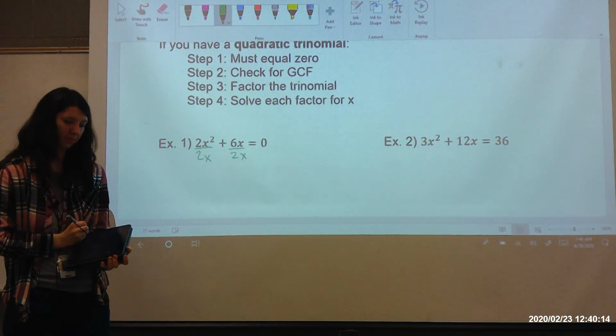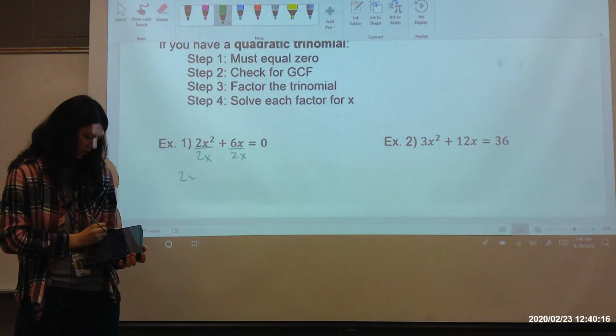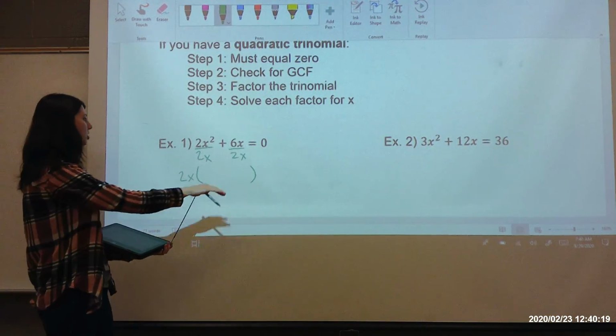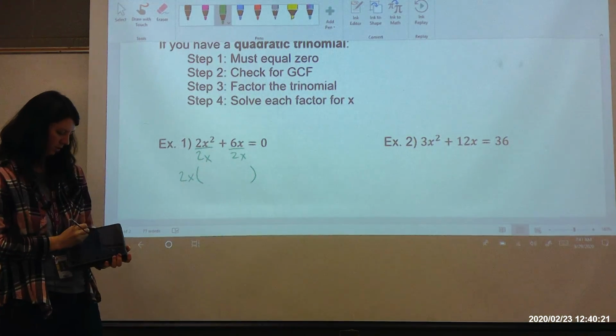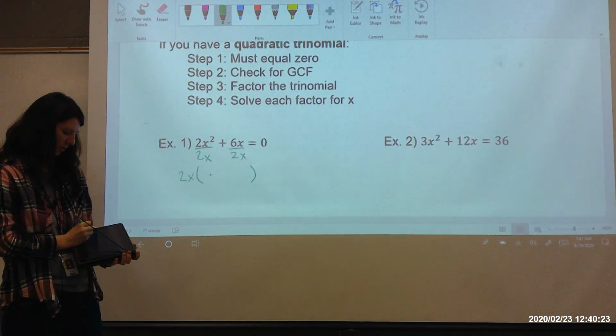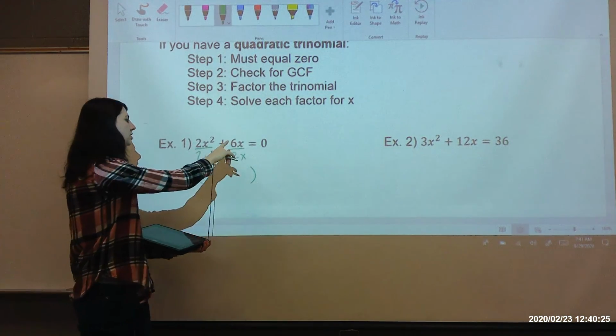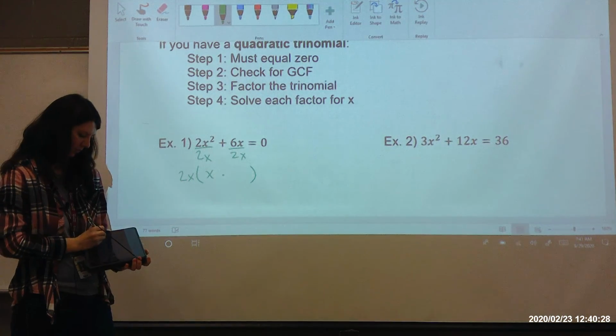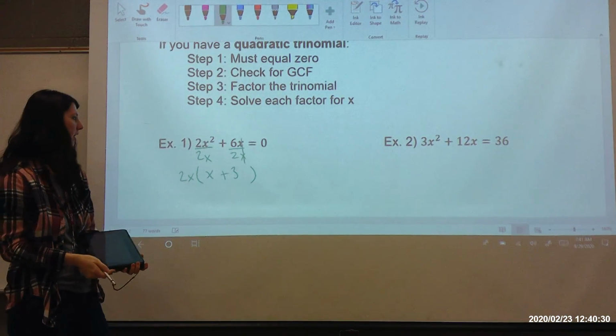2x, so I'm going to divide by 2x, and that gives me 2x, and then in parentheses do your division. 2 divided by 2 is 1, and then x squared divided by x is just x. 6 divided by 2 is 3, and our x over x cancels out.